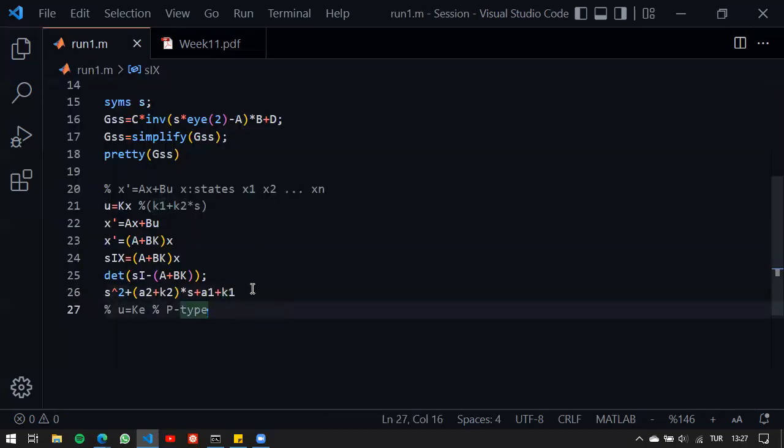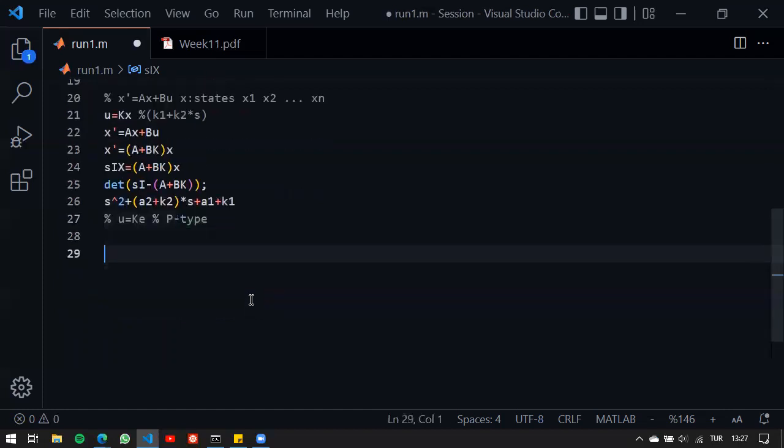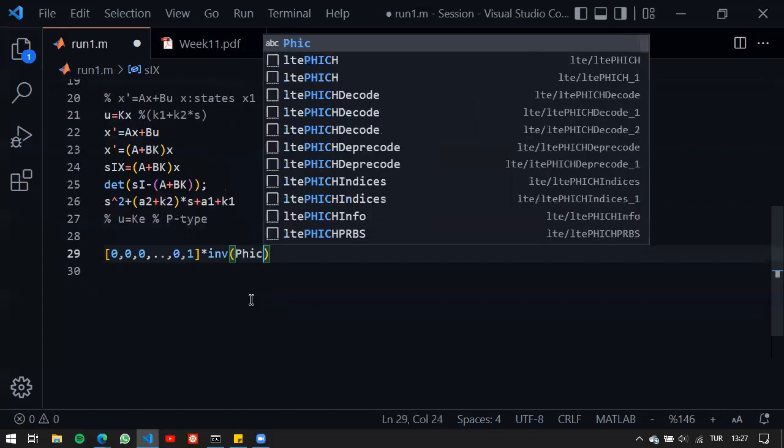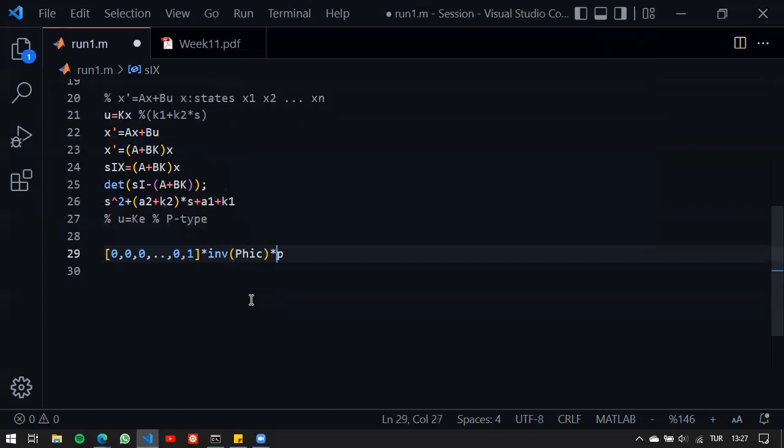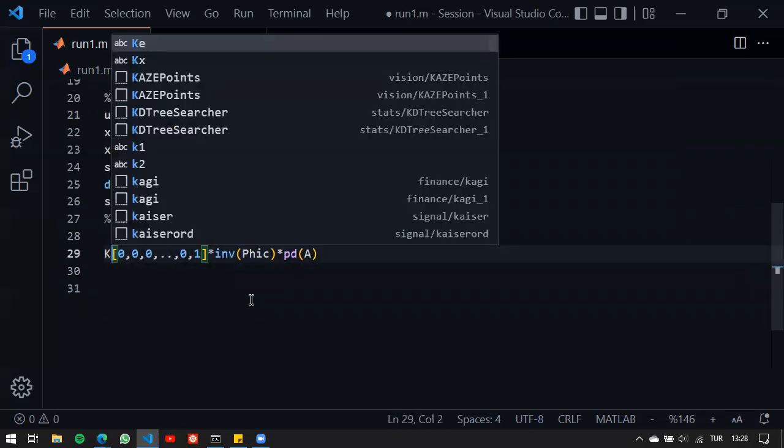Now, of course, it is a way of designing the state feedback controller, but a more classy and way better method is the Ackermann Formula. And I'm going to show you the Ackermann Formula, which is basically the following. You have a bunch of zeros here, and at some point, you'll have 0, 1. And then times the inverse of a certain matrix, namely the controllability matrix, and then something called PDA. This is basically K equals that.